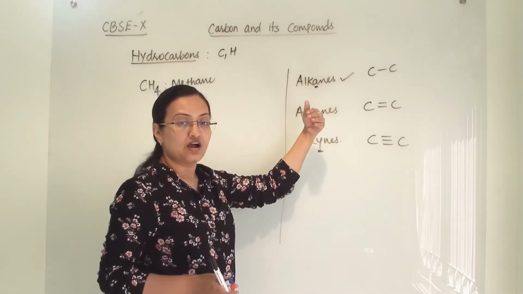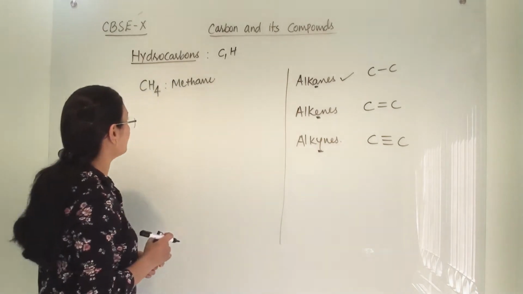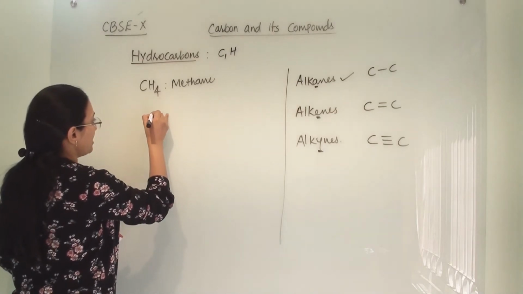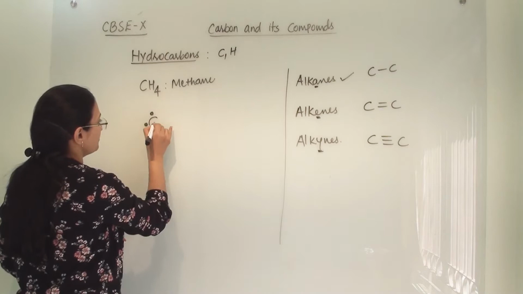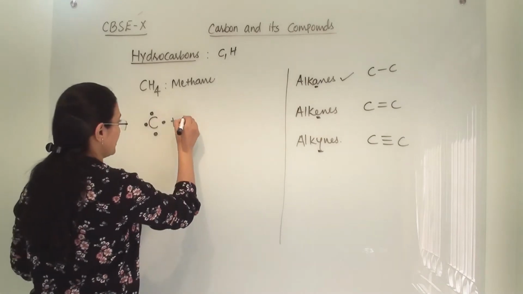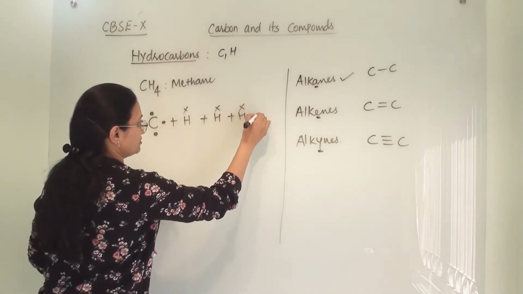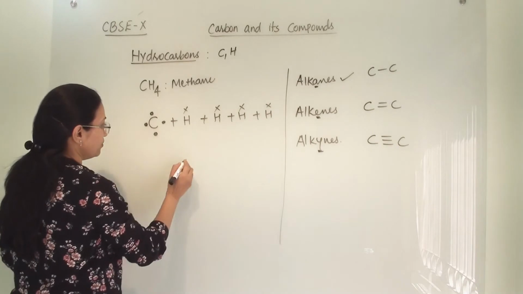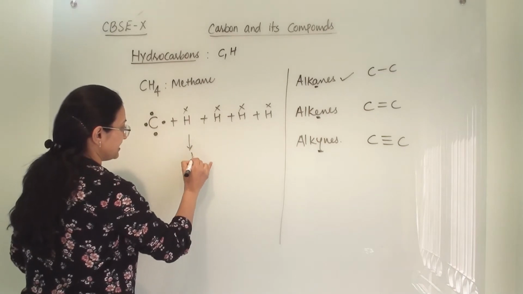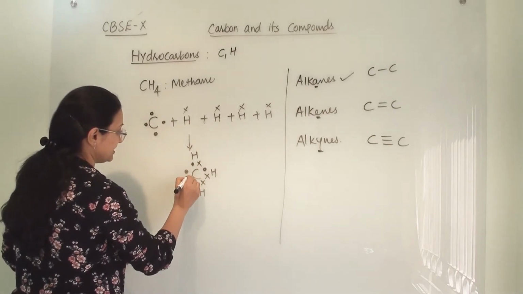Now let us see how carbon will satisfy its other valencies and how it makes molecules. The first one is methane. Let us see the structure of methane. Carbon has 4 electrons to share. Now it is going to share with 4 hydrogen atoms: one hydrogen, another hydrogen, a third hydrogen, and a fourth hydrogen. So one carbon atom will share its electrons with 4 different hydrogen atoms like this.